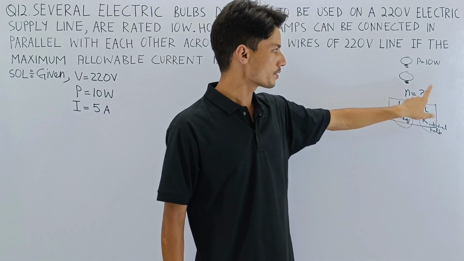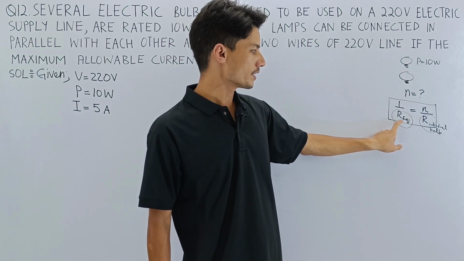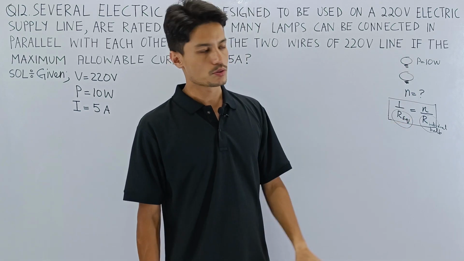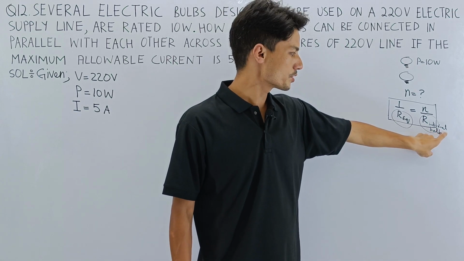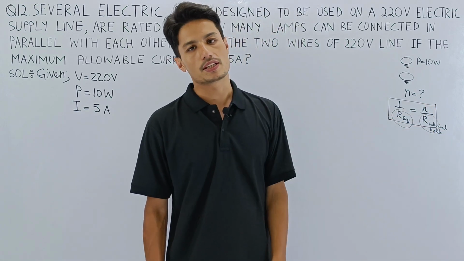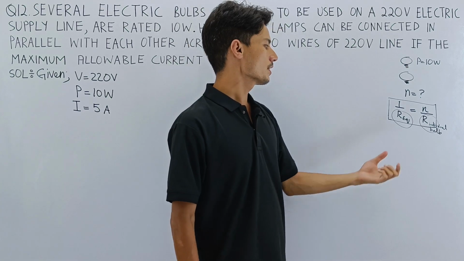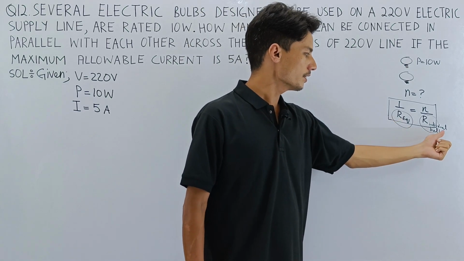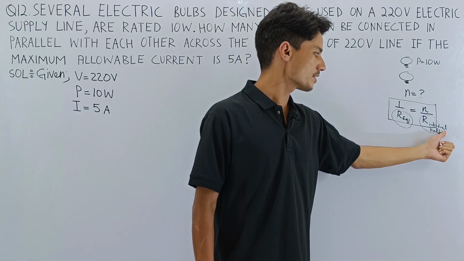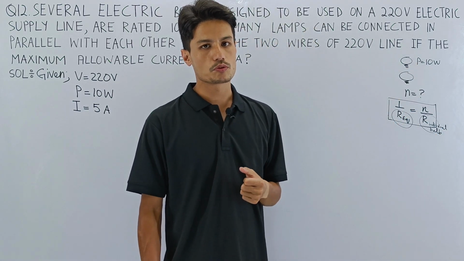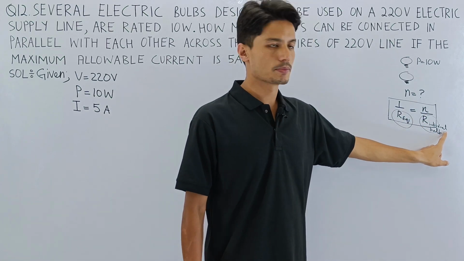So we need to know the resistance of one bulb, and later on we have to find the equivalent resistance also. If we have the equivalent resistance and the individual resistance, then we can calculate N. So what is our task here? Our task is to find the equivalent resistance and the resistance of the bulb. Which one should we do first? We'll find the resistance of the bulb first.